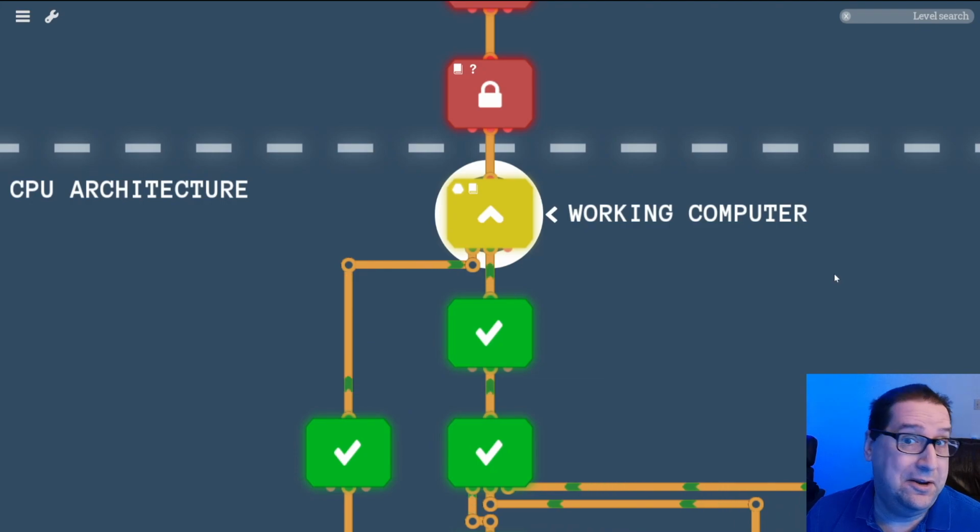Today, we're at an important milestone in our Let's Play of Turing Complete. We're going to build a working computer with all of the components we've built so far. Let's get right to it.